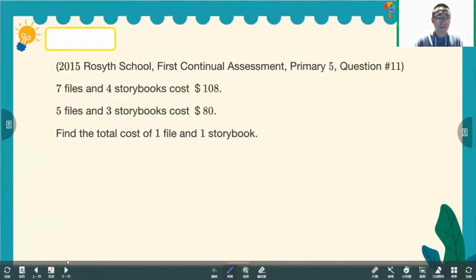Let's move on to this standard example question. Everyone have a try. So 7 files and 4 storybooks cost $108, and 5 files and 3 storybooks cost $80. So find the total cost. See here? See what I mean? Now, I will give you a wrong if you give me the cost of 1 file and 1 storybook separately. Yeah, we're looking for the total cost now.